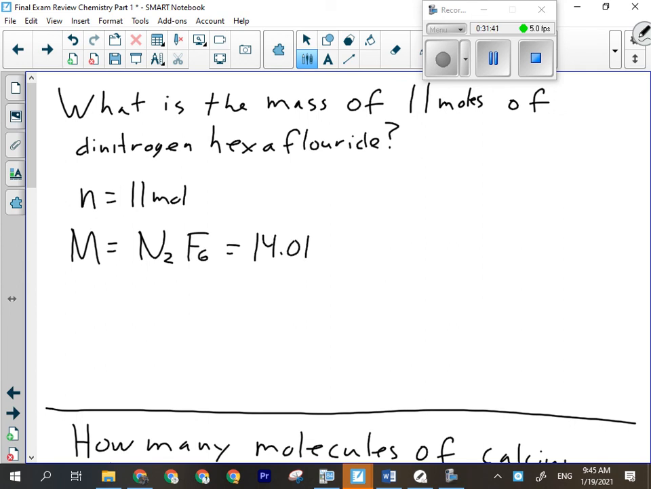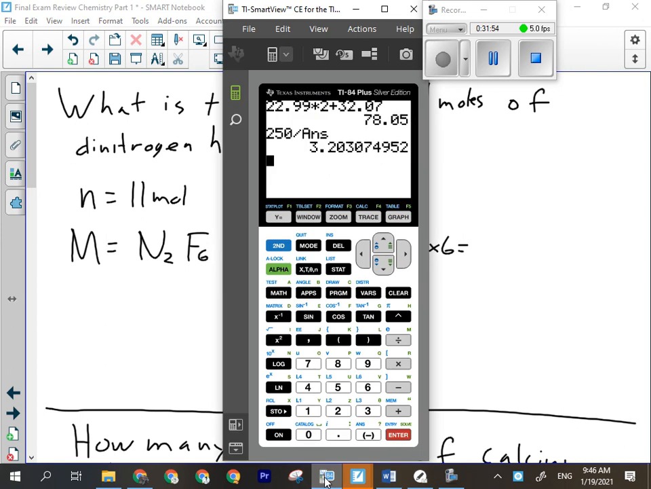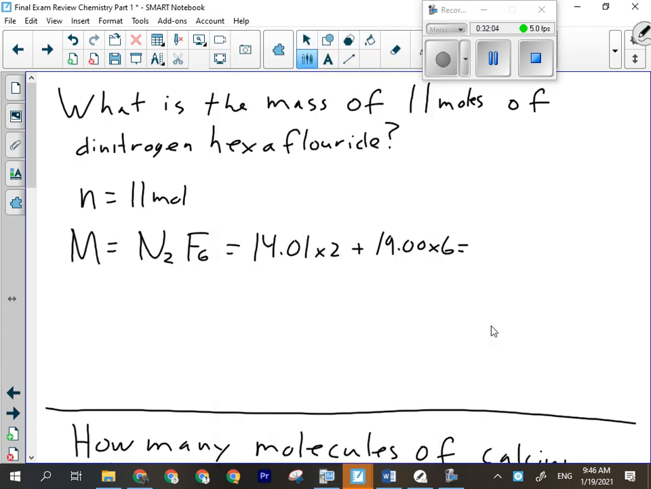Molar mass of that, 14.01 times 2 plus, what's fluorine? 19.00, right? Times 6. Okay, so 28.02 plus 19 times 6. All right, 142.02 grams per mole. Okay, so I have N and I have big M, and I'm looking for little m.